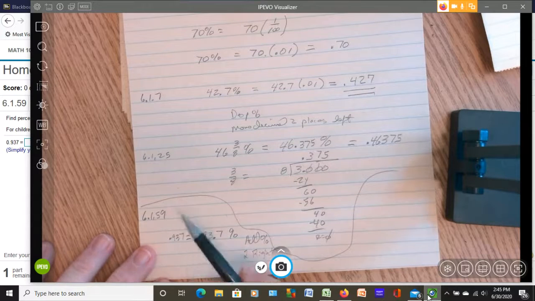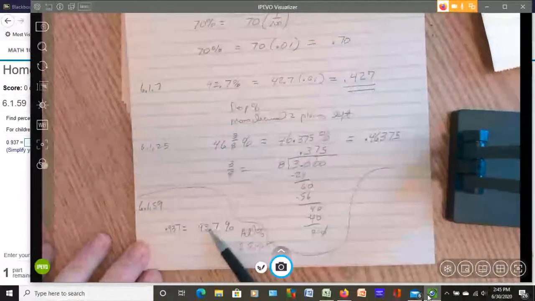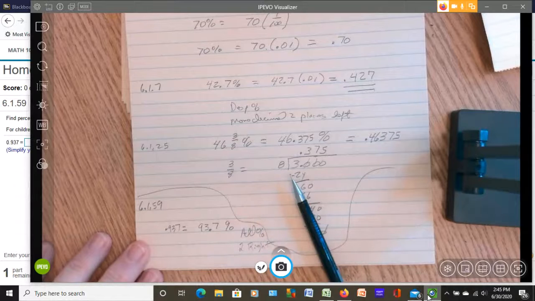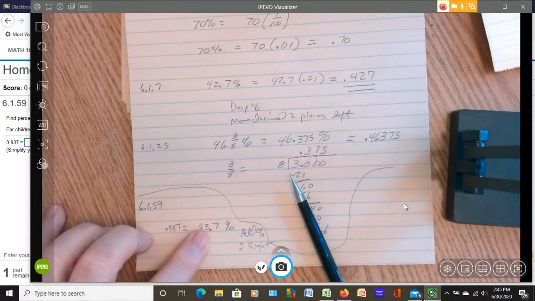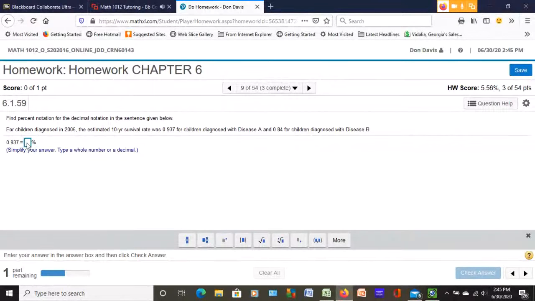So we get 93.7%. Now, if you think about what this means, to me this is a more meaningful statistic than 0.937 was. The reason is I can envision that this says 93.7 out of 100. Out of 100 children who have this particular disease, well, you can't have a part of a child, but assume that you round it. So about 94 of those 100 children are going to be okay. So this is what we want to put in Math Excel for this one, 93.7.